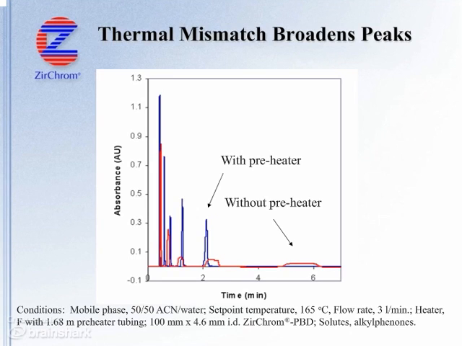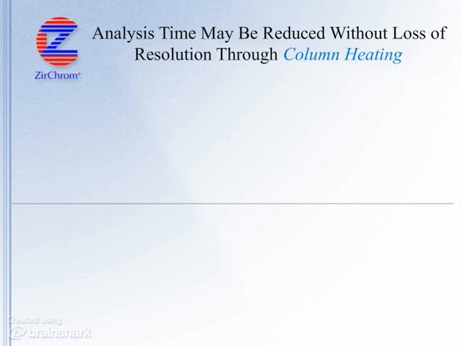In this slide, we show an extreme example of thermal mismatch. A set of alkylphenones are analyzed on a ZirChrom PBD column at 165 degrees Celsius. The first chromatogram in blue shows an instrument with an optimized column heater that includes a mobile phase preheater. The second chromatogram in red uses a heater without a mobile phase preheater. Although the broadening effect is most noticeable on the later eluting compounds, all peaks in the chromatogram generated without a preheater fall well short of the separation achieved with the instrument that included an optimized preheater.